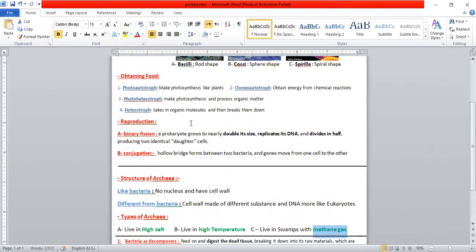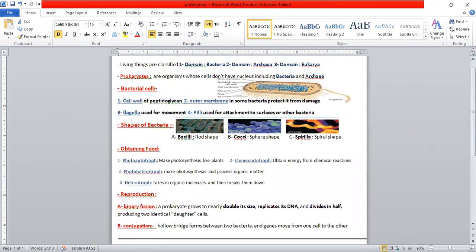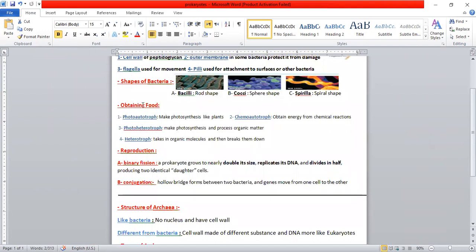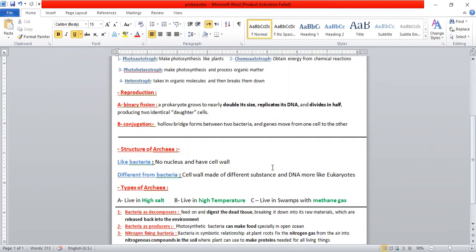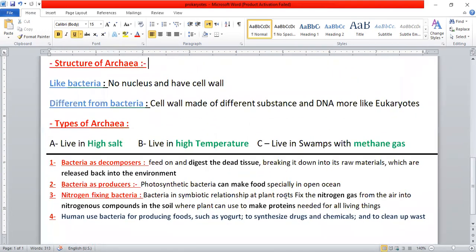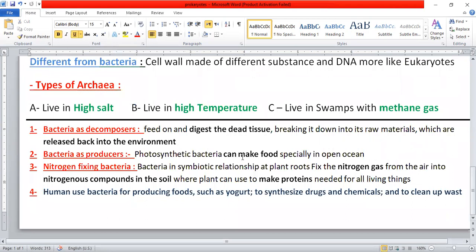Now we have finished all you need to know about the bacteria: the types of bacteria, how they obtain food, how they reproduce, the types of archaea and the structure of archaea, how the bacteria are similar to archaea and how the archaea are different from bacteria. And the next part is very easy. What is the role of bacteria in our life?